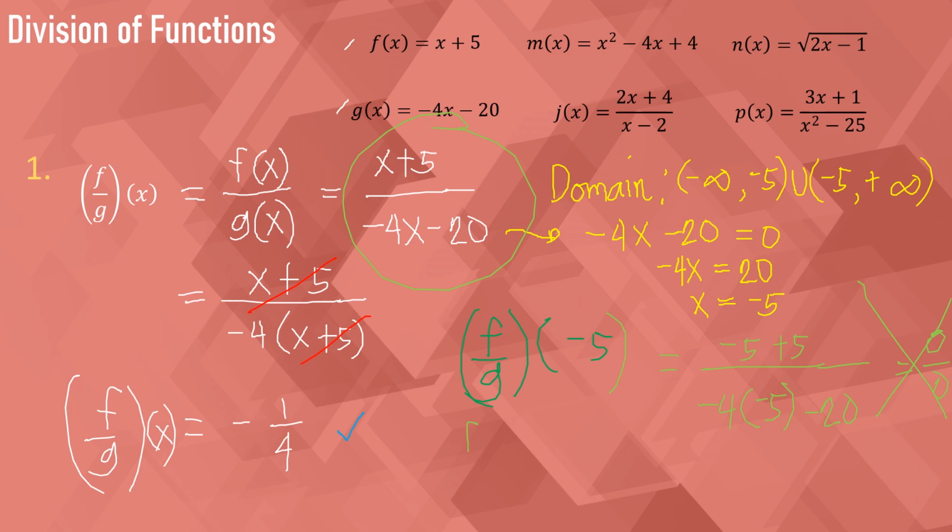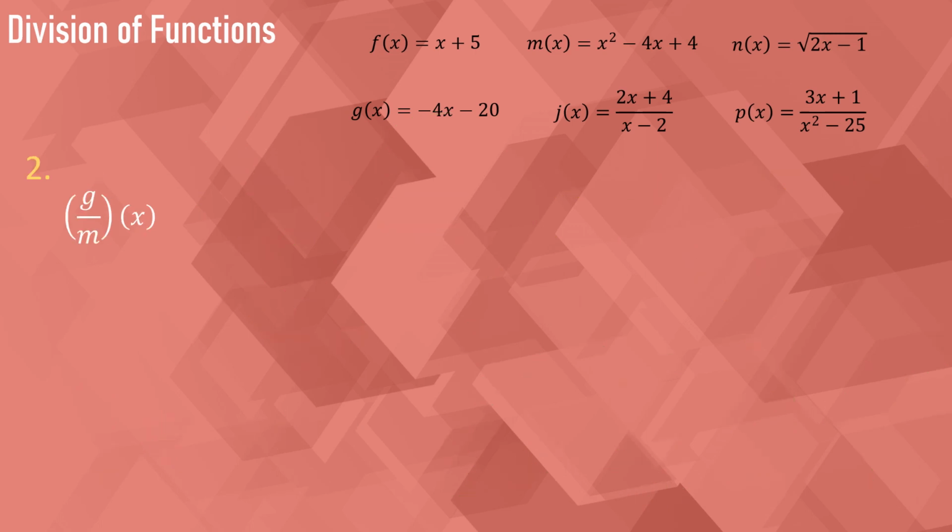However, if you do not use x equal to -5, or let's say you use 5, it will give you -1/4, and all other values of x will always give you -1/4, because that is a constant function. To show you, 5 plus 5 over -4 times 5 minus 20 is equal to 10 over -20 minus 20, which is -40. That's -1/4, making it true because it originally comes from f of x over g of x.